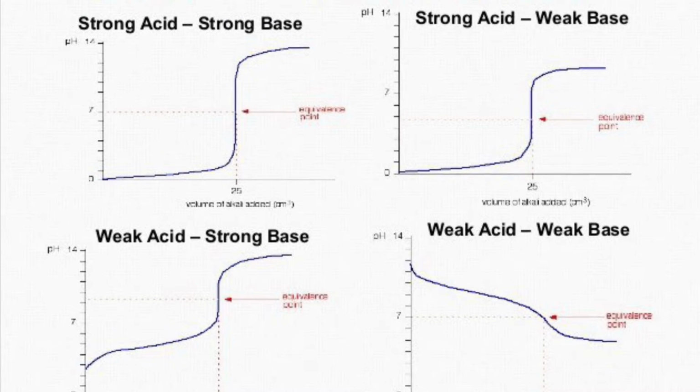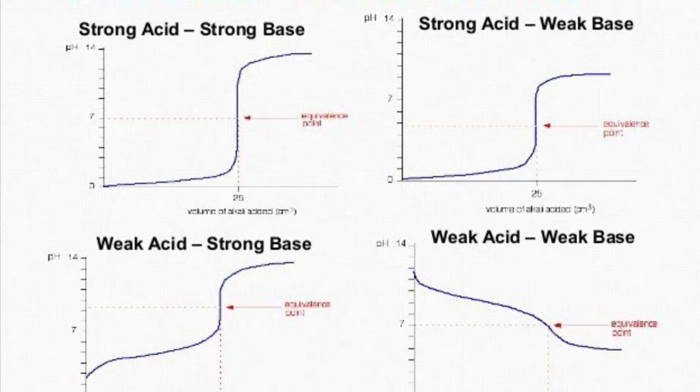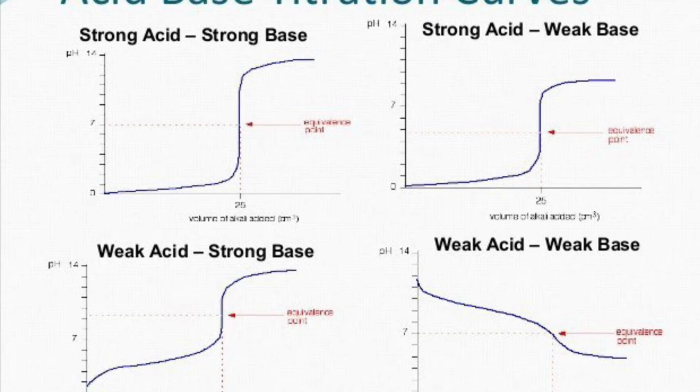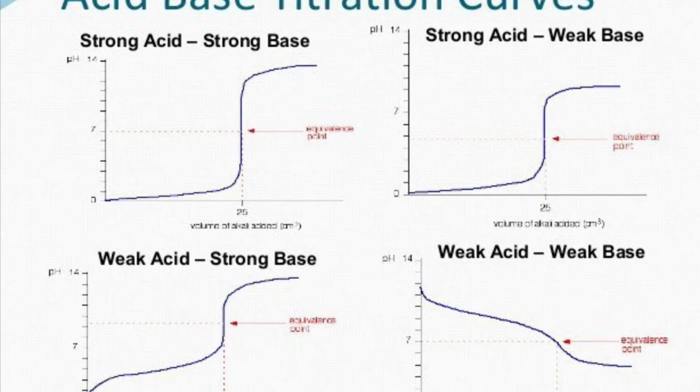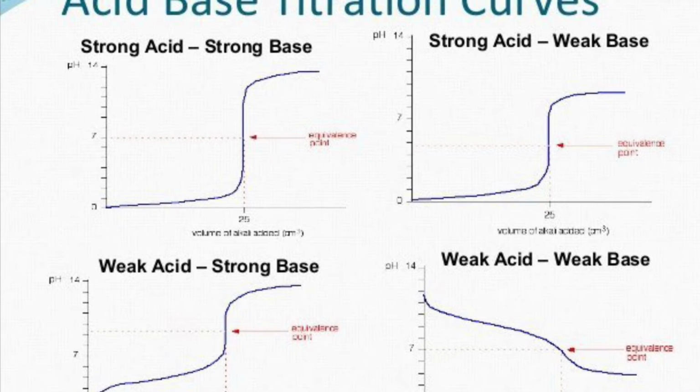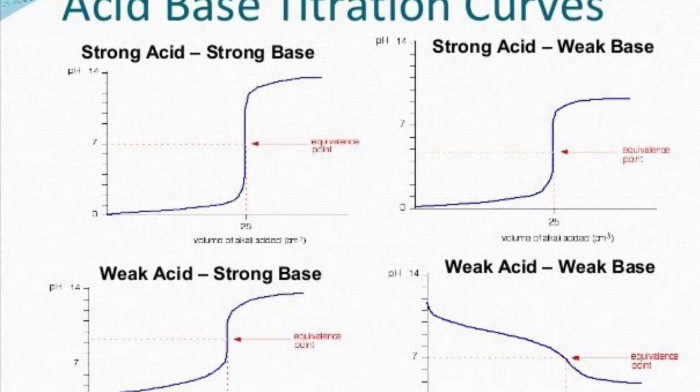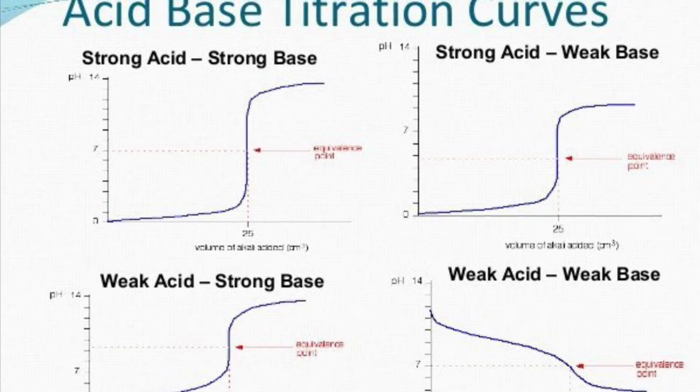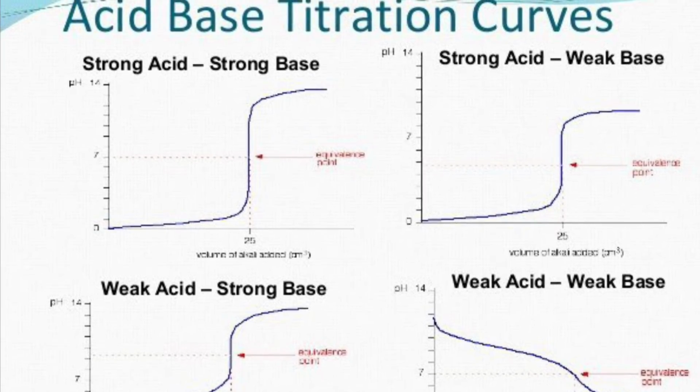When the strong acid, the acid that will dissociate fully, is paired with a weak base, the equivalence point is lower on the graph. However, when the weak acid is paired with a strong base, the equivalence point is higher because there is more base that is acceptable to accept protons from the hydrogen ions.